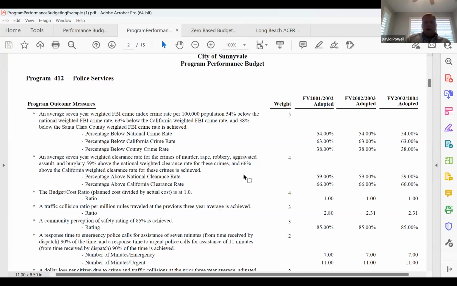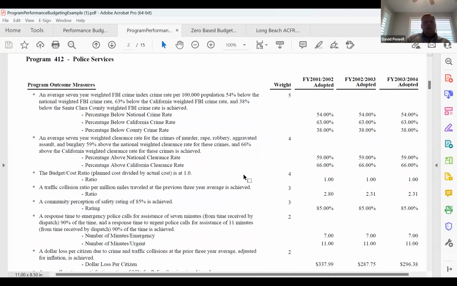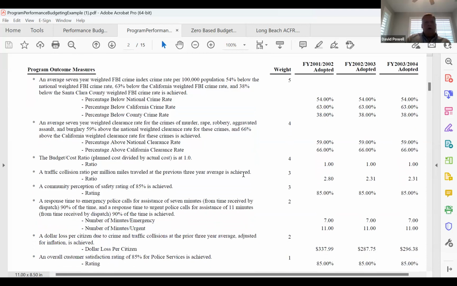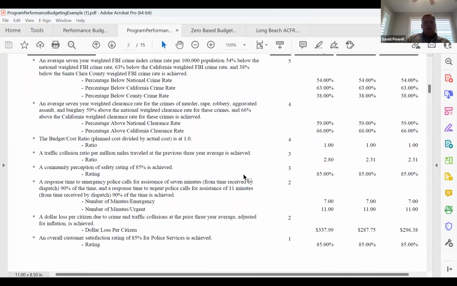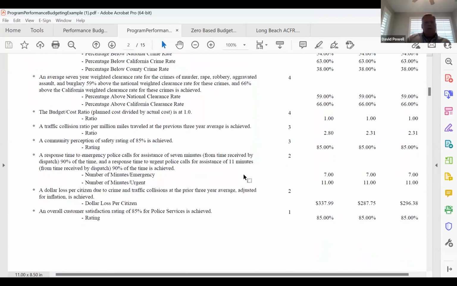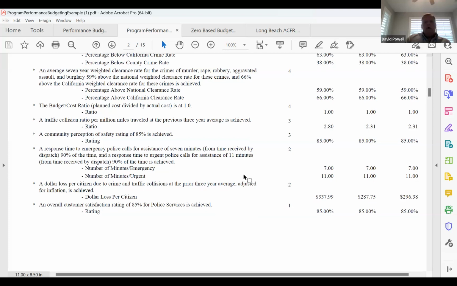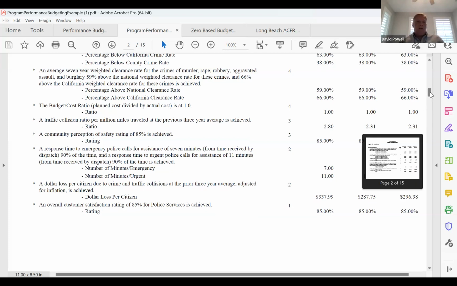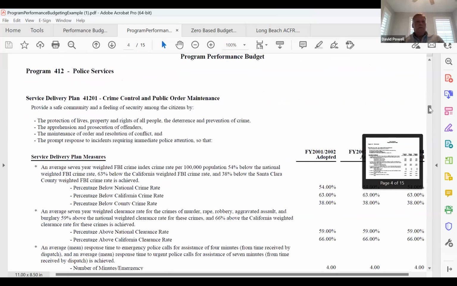Obviously, what you want is a BCR that's at least 1 in order for your benefits to exceed your costs. Your traffic collision ratio, and a community perception of safety rating of 85%, is what you want to achieve in terms of stakeholder satisfaction. Response time is built in there as well. Dollar loss is built in there. And an overall customer satisfaction rating, again of 85%, for police services will be achieved. So those are the outcomes you are trying to achieve with the money you are spending on police services. I'll skip the notes section.